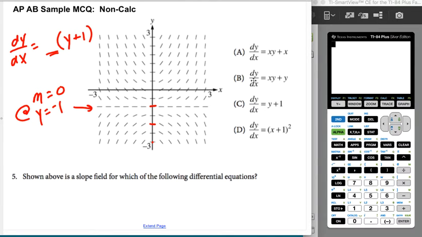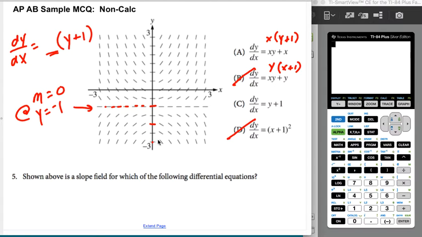So if we look at a couple of these, if I take out an x here, this has a y plus 1, so that's a contender. If I take out a y here, I get an x plus 1, so that's definitely not. This one already has a y plus 1, and this one doesn't have the y plus 1. So just this piece of information tells me that it's either A or C.